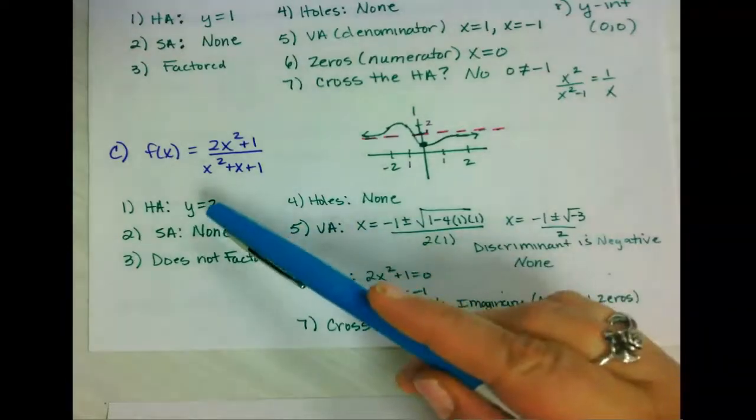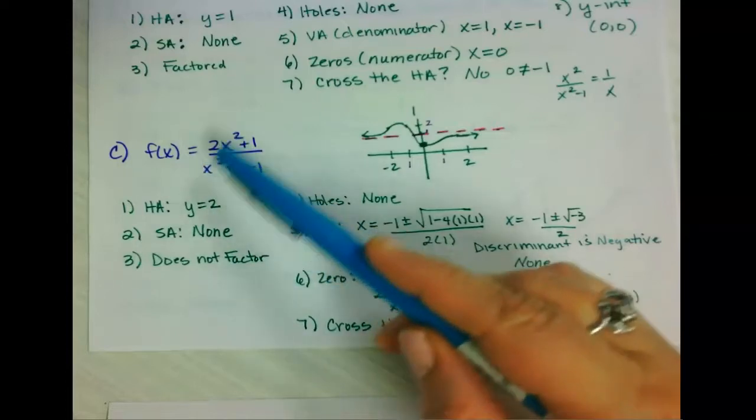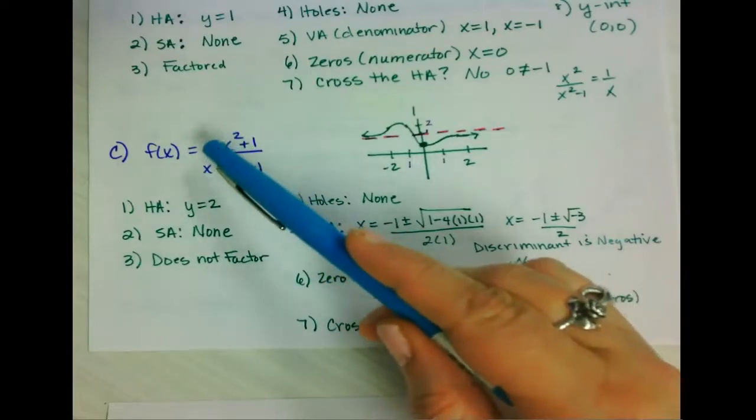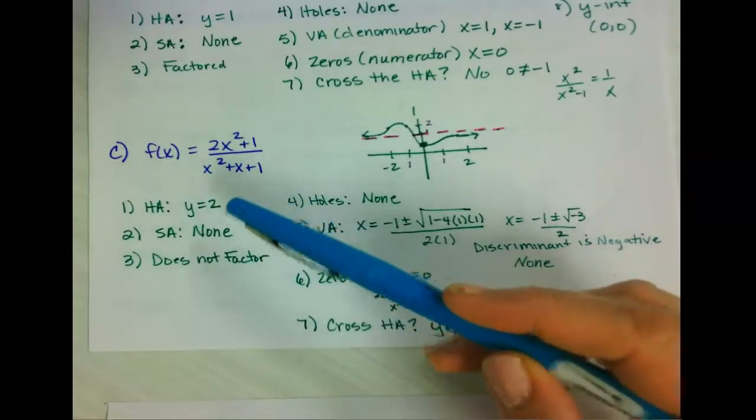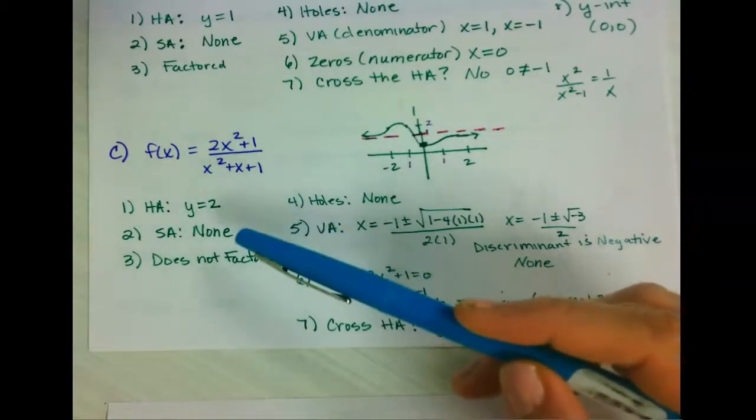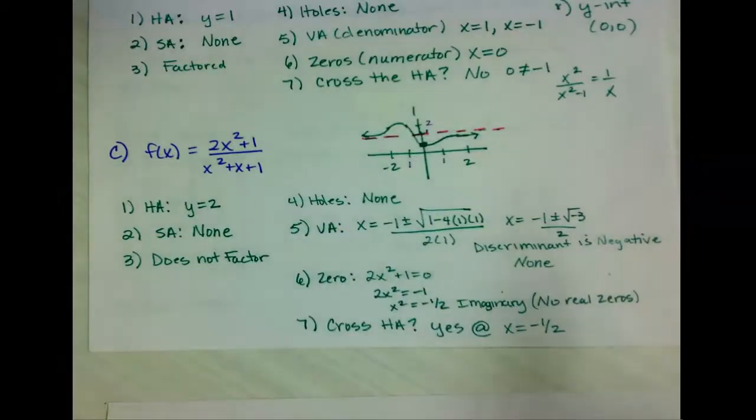We can determine that the HA is at 2 because these are the same. So the ratio of the coefficients is 2 over 1, which is 2, and we write it as an equation. If we have a horizontal asymptote, we don't have a slant asymptote. So that's just kind of one so you could see a nice interesting graph.